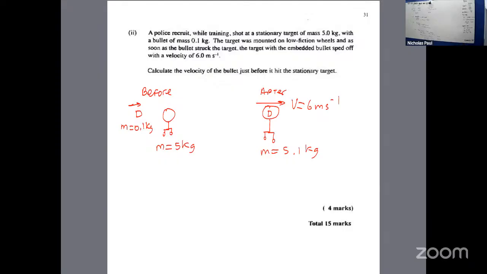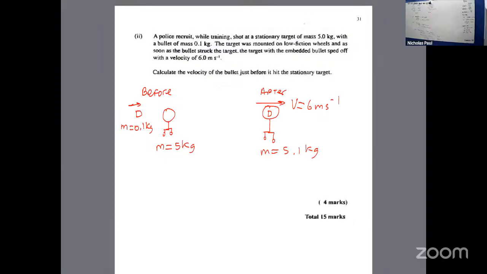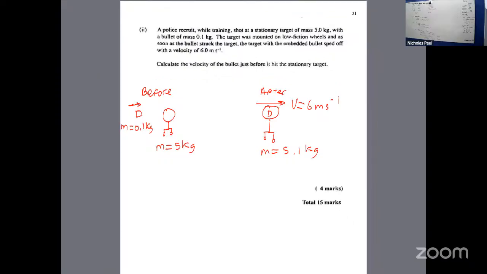Like we just did some time ago. Right, the completed diagram might look something like that.